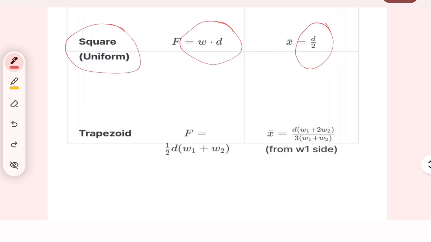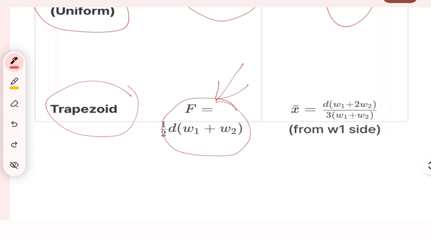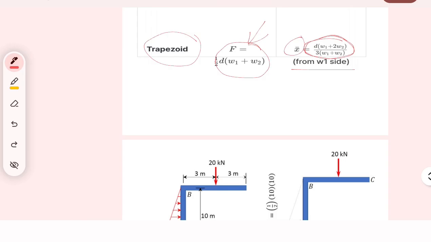And lastly, what about if the distributed loading is a trapezoid distributed loading? This is the area of a trapezoid, and that is also equivalent to the force that should be computed. And where will you put this force? It should be computed from the centroidal formula of the trapezoid. So just memorize the centroidal formula. It will be from one side, that's the location of the centroid, x.